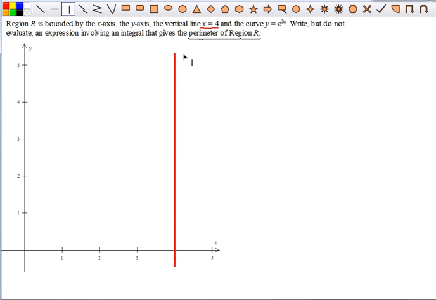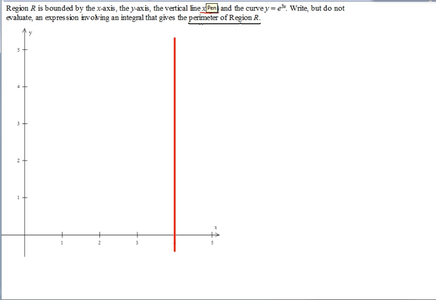Graph right here. X equals 4. And then the other curve we want to graph is y equals e to the 3x. So if you plug in some easy points, if you substitute 0, e to the 0 is just 1, so it goes right here, where it touches the y-axis. And just like other exponential functions, it increases, but it increases a little faster than them. If you plug in 4, we get e to the 12th, which is really big.